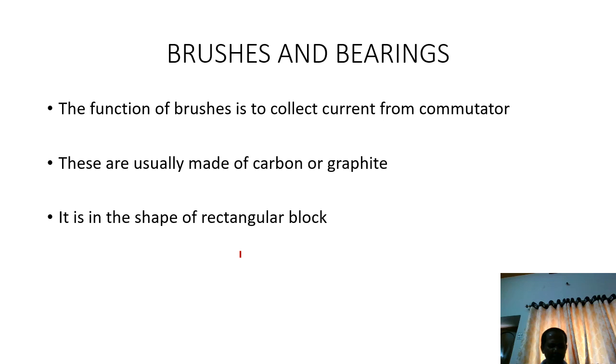The pressure is provided by a tension adjusting spring. A flexible copper pigtail mounted at the top of the brush conveys the current from the brushes. Advantages of brushes: they facilitate the collection of current from the rotating commutator to stationary terminals. Carbon brushes minimize sparking. Carbon brushes are cheap.